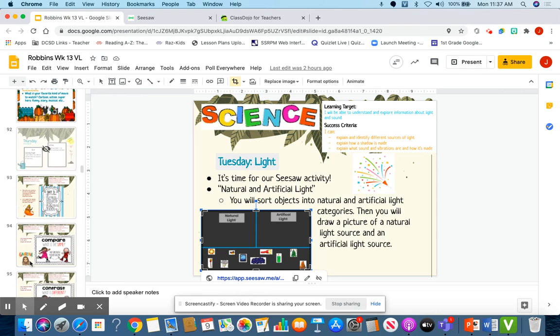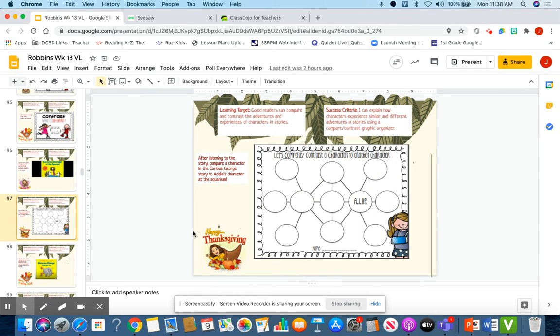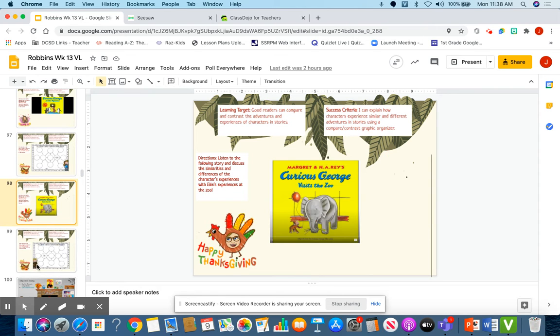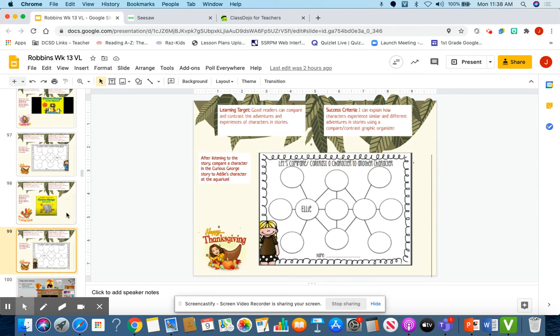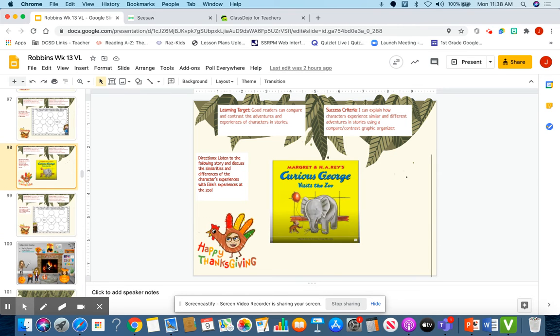Thursday, again, still looking at compare and contrast, but on Thursday, we're looking at how Addie is compared to other characters and other stories in another story, and how they might be similar or different. The story we're going to compare her to is Curious George at the aquarium. And then we'll do that again for Ellie. We'll compare her experiences to Curious George visiting the zoo.